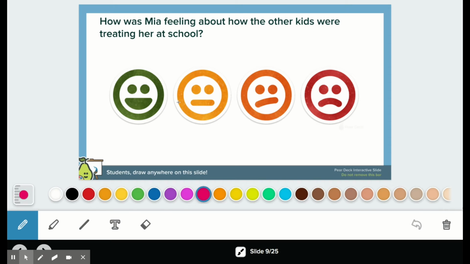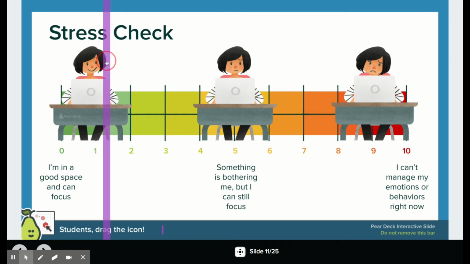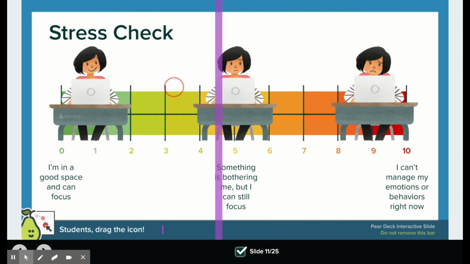You could ask a question like, how are you feeling today? It could be how the character is feeling in the book, and they could choose to circle which one they feel is correct. Okay, what's filling your bucket? They could put in what's filling their bucket, what's taking it away, and once again, they can use the pen or the pencil or the highlighter, or they can draw it. They can move this line on this continuum for a stress check.